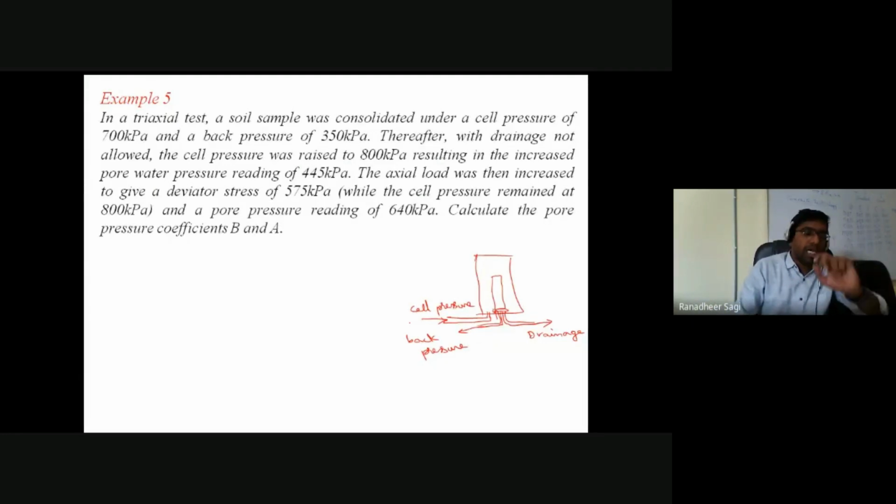Then the subsequent change in the pore water pressure in the soil sample for a corresponding change in your confining pressure. Change in confining pressure is 100 kilopascal. So for that 100 kilopascal change in confining pressure, the corresponding change in pore water pressure is nothing but 445 minus 350 kilopascal, which is 95 kilopascal. Let us go on to understand how to calculate your pore pressure coefficients B and A.